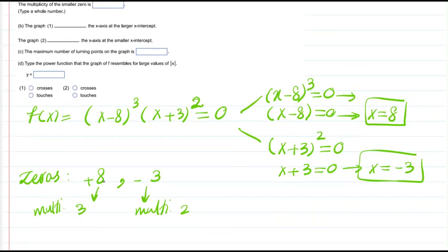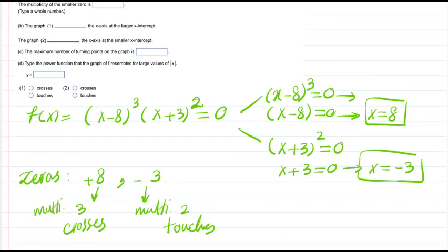Okay, because the multiplicity of 8 is 3 and 3 is an odd number, we know that at this specific x-intercept, x equals positive 8, the graph of the function passes through and crosses the x-axis. So at 8, the function crosses the x-axis. And as we know, the multiplicity of negative 3 is 2, and 2 is an even number. We can conclude that the graph of the function at x equals negative 3 touches the x-axis.